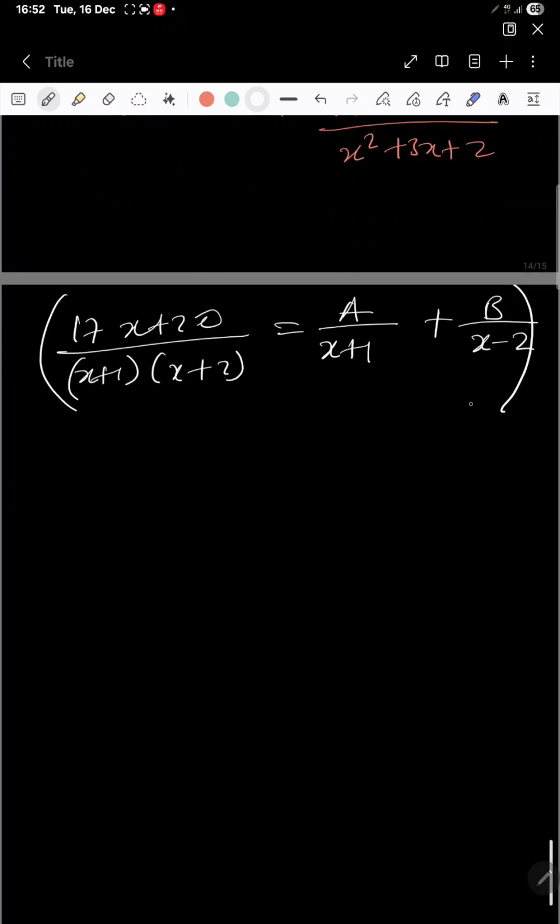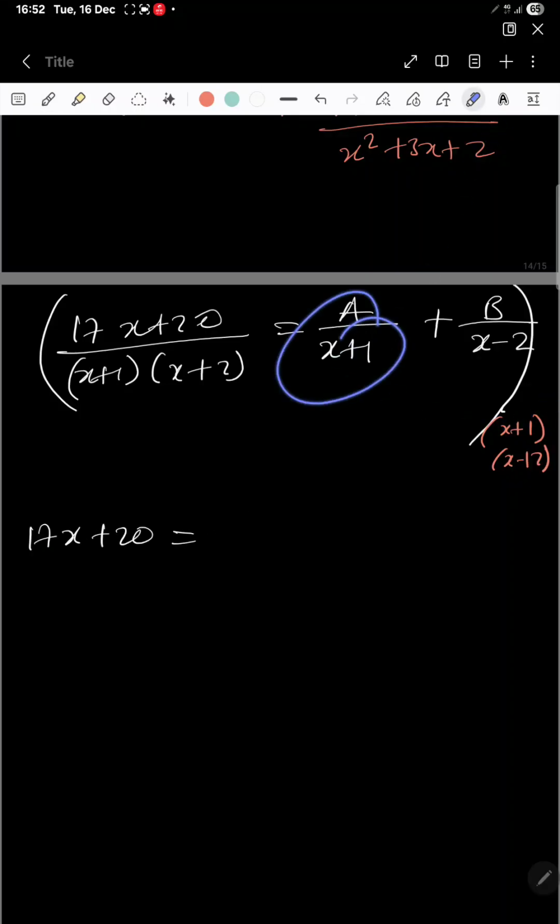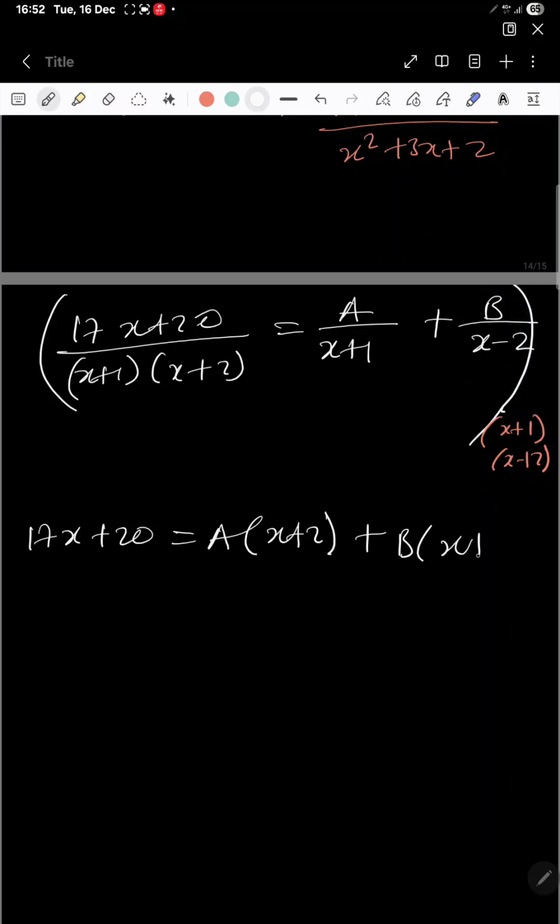So you're going to multiply throughout by the x plus 1 and the x plus 2. Then if you multiply this into that, you remain with this, which is going to be 17x plus 20 is equal to a open x plus 2, then plus you also multiply this to that. You are going to remain with b times x plus 1. Then that's when now you can get the values of a and b.